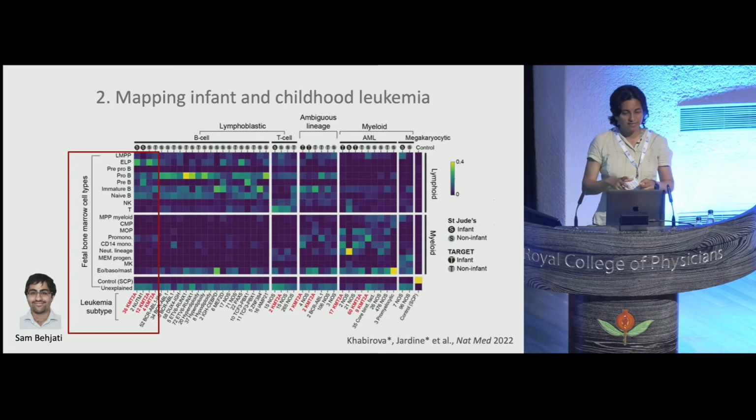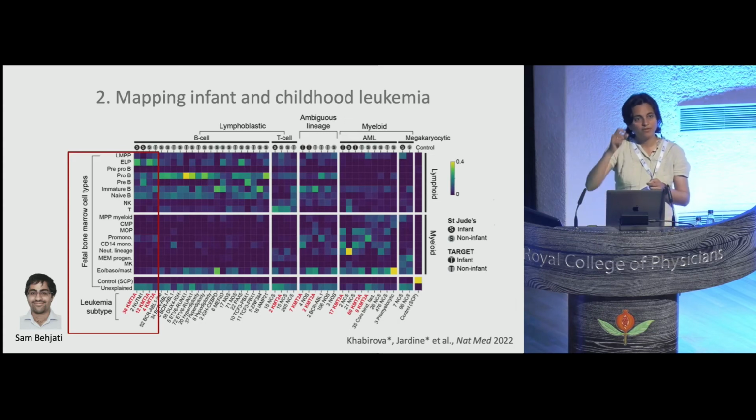Another way that you can use this type of reference data is to take, for example, in this case, we took infant and childhood leukemia bulk RNA sequencing data. You can then ask for these leukemic cells, what is the signature of those leukemic cells and how they map to the different cell states that we've identified in the fetal bone marrow. And for a small fraction of the infant leukemias, and these have an aggressive phenotype and prognosis, the signature that was primarily dominant in the bulk RNA sequencing data was not of differentiated B cells, but actually of early lymphoid progenitors.